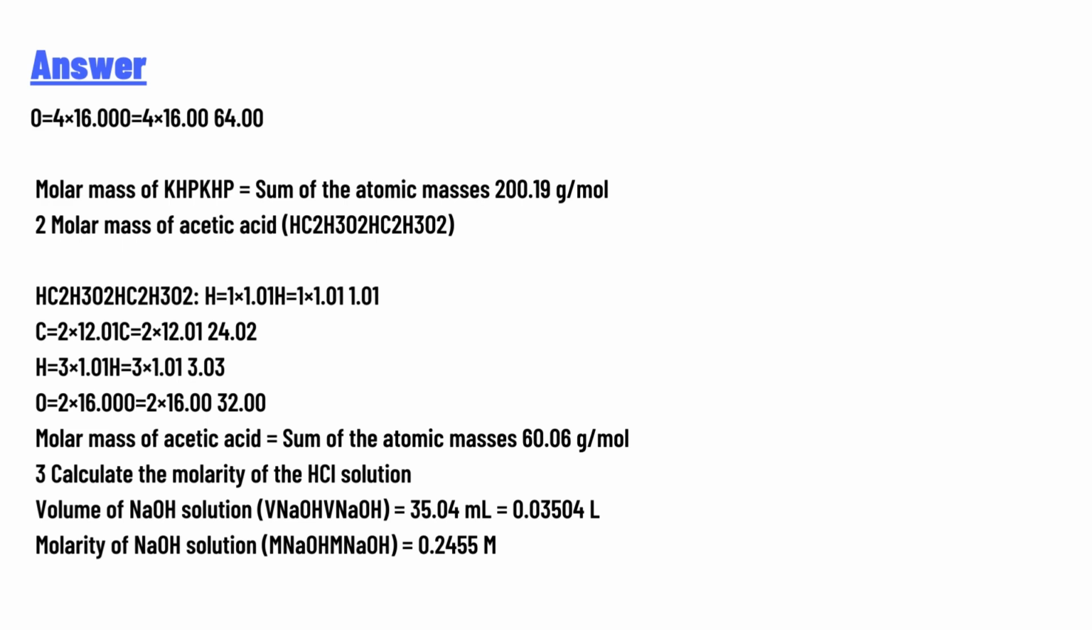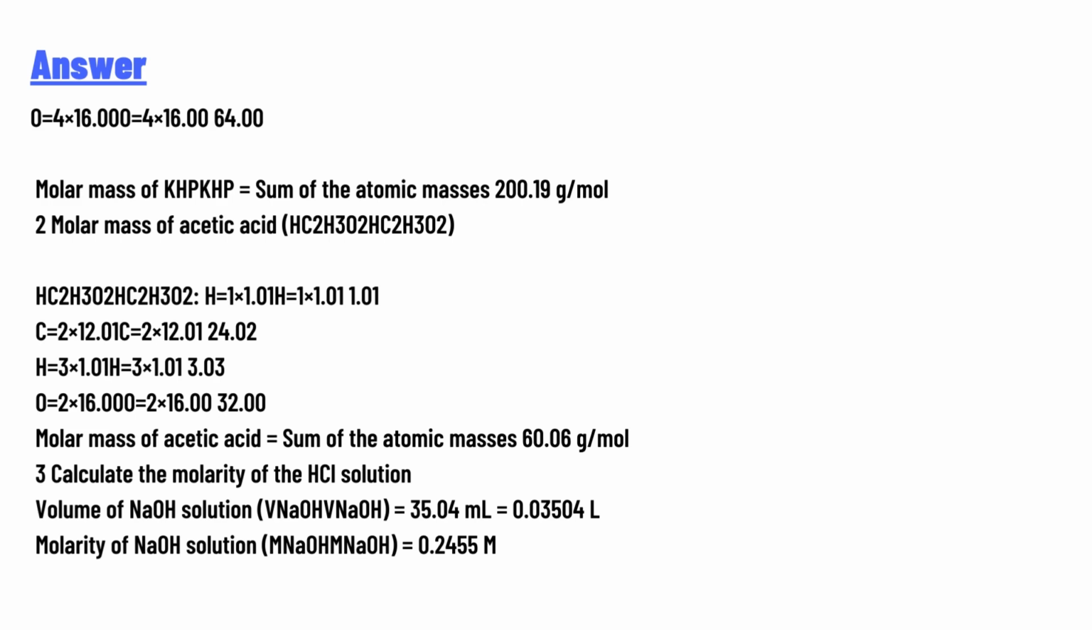2, molar mass of acetic acid, HC2H3O2. H is equal to 1 multiplied by 1.01. C is equal to 2 multiplied by 12.01, which is 24.02. H is equal to 3 multiplied by 1.01, which is 3.03. O is equal to 2 multiplied by 16.00, which is 32.00. Molar mass of acetic acid is equal to the sum of the atomic masses, 60.06 grams per mole.